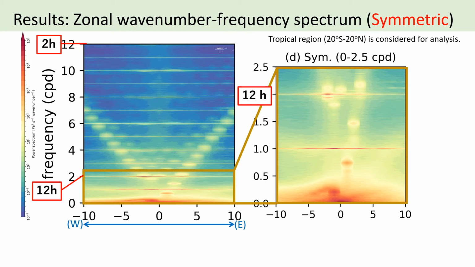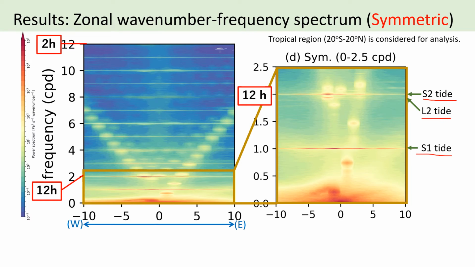Now I will show the results. This is the zonal wavenumber-frequency spectrum for symmetric components with respect to the equator. The left panel is from 0 cycles per day to 12 cycles per day, which corresponds to 2-hour periods. And the right panel is a zoom-in version for the low-frequency region. First, we notice the horizontal line type of spectral peaks, and these correspond to the solar diurnal tide, semidiurnal tide, and even the lunar semidiurnal tide.